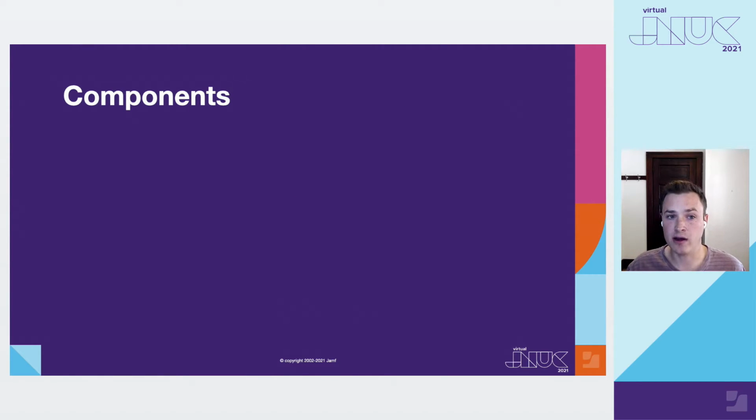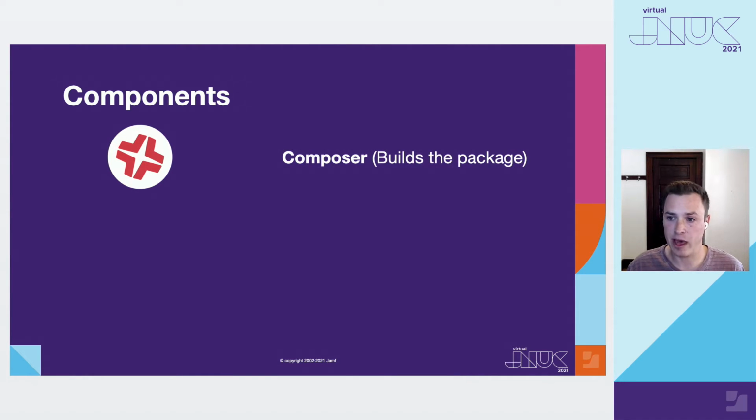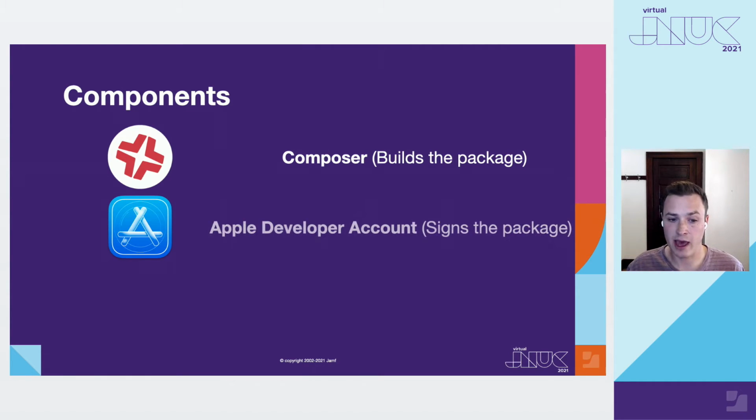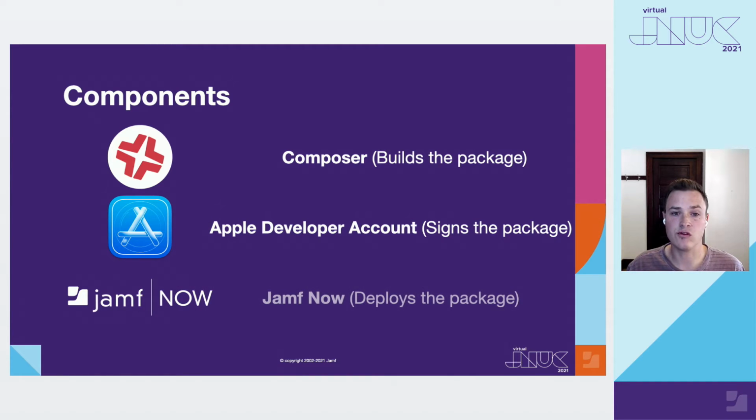Let's do a quick breakdown of the different components at play. So first we have Composer, which lets you as an admin build the macOS package. Second, we have an Apple developer account, which allows for the creation of a developer ID installer certificate. And this certificate type is necessary for signing packages with Composer. And lastly, we have Jamf Now, which is used to deploy the built and signed package to managed Macs. All three of these components combined allow for package creation and deployment.